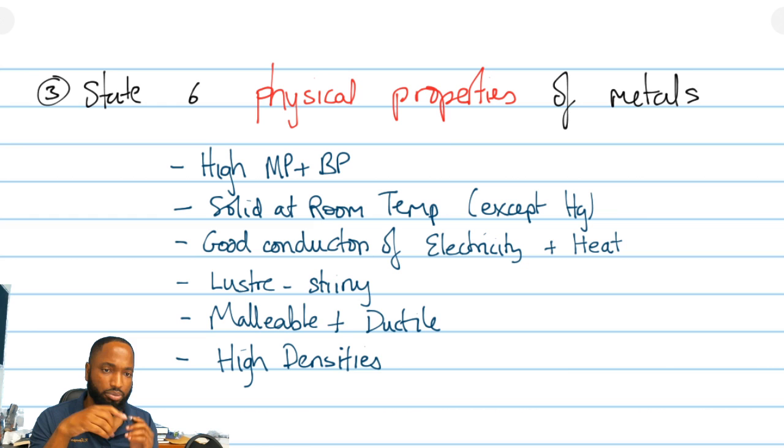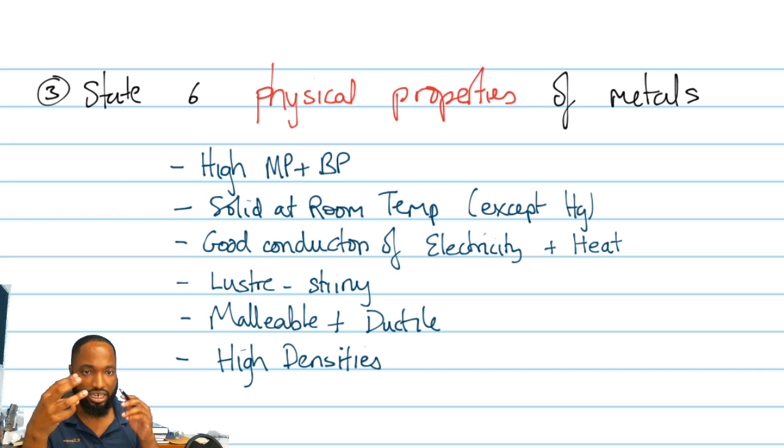Good conductors of electricity and heat, luster is shiny, malleable and ductile. So the next question is the reason why. We need to be able to give a reason why for the properties. And this why is answering for the properties.